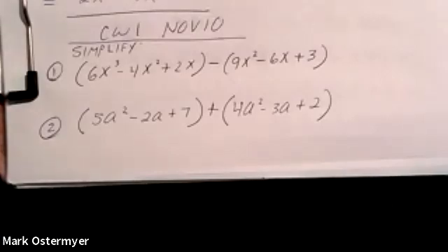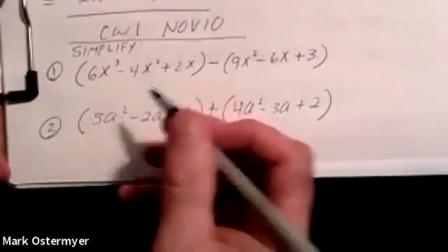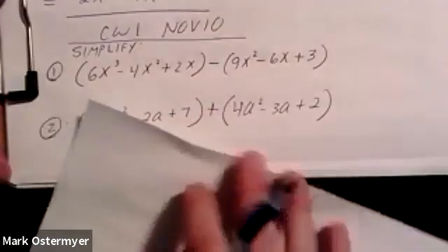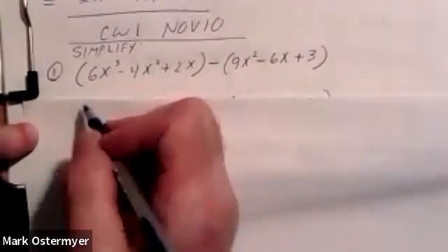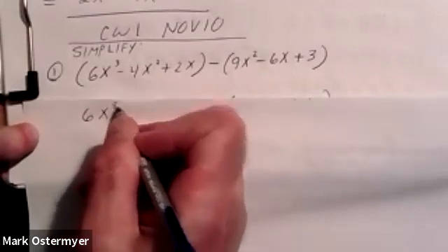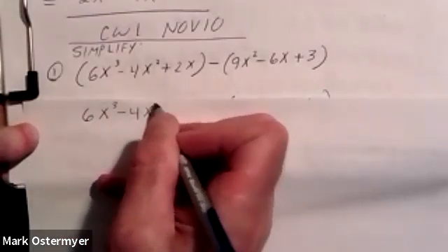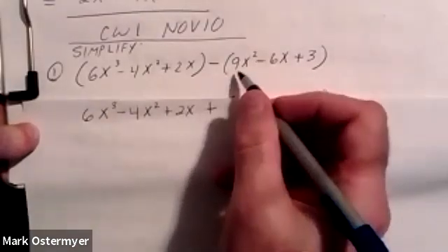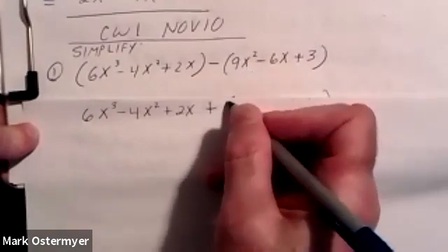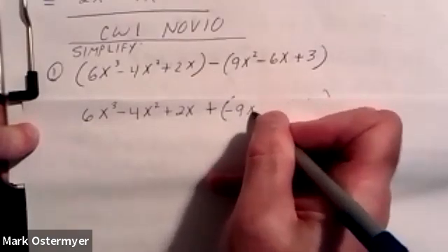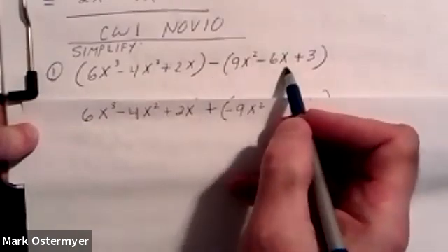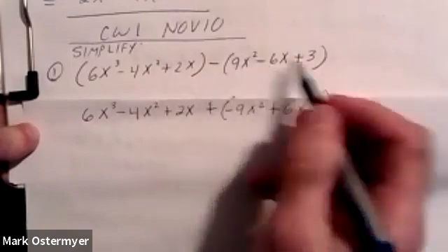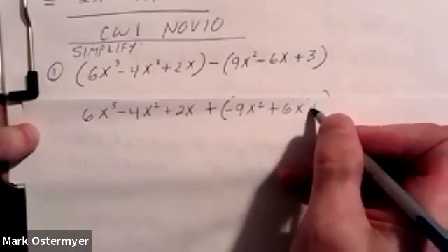Okay, anybody get the answer for the first one? This one? Subtracting a polynomial is the same thing as adding the opposite of a polynomial. So change subtraction to addition, then add the opposite of 9x squared, which means we add negative 9x squared. Subtracting a negative 6x is the same thing as adding a positive 6x. Subtracting 3 is like adding a negative 3.